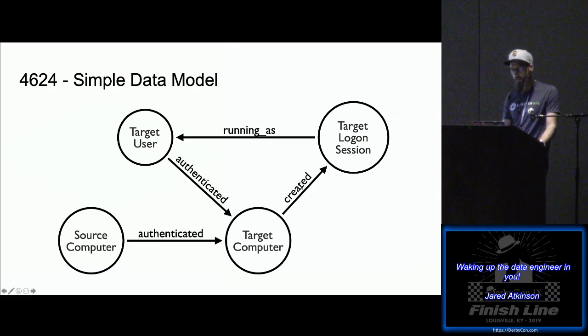And so we have a source computer, right? In the context of a type 3 logon event, we have a source computer. It authenticates to a target computer, right? So that's what's happening. That target computer creates a target logon session. And then that target logon session is running as a target user. So whatever user logged on to that destination or target computer, right?